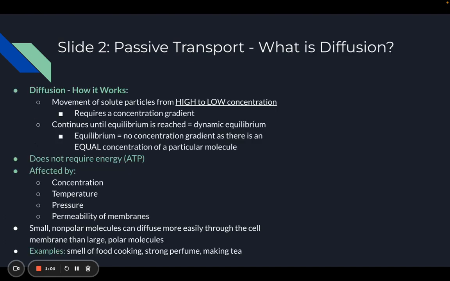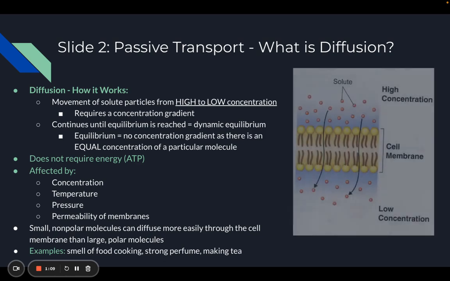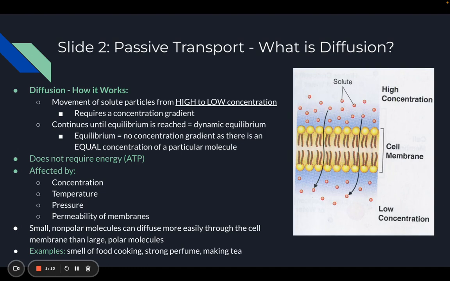Let's first talk about diffusion. Diffusion is the movement of solute particles from high to low concentration. So you can see in this image, you've got your cell membrane, the phospholipid bilayer, with the hydrophilic phosphate heads and the hydrophobic tails facing towards each other. The solute in diffusion can pass through the cell membrane from an area of high concentration to an area of low concentration. It will continue to do that until you reach equilibrium, which is an equal solute concentration on both sides of the membrane. Again, diffusion does not require cellular energy.